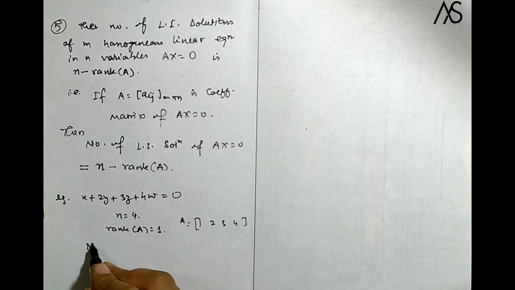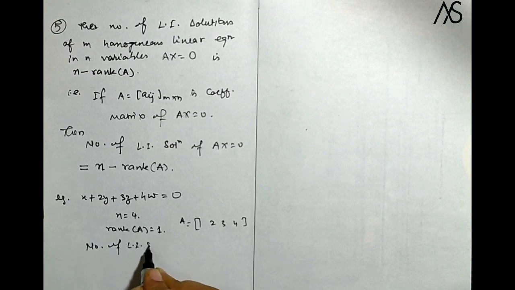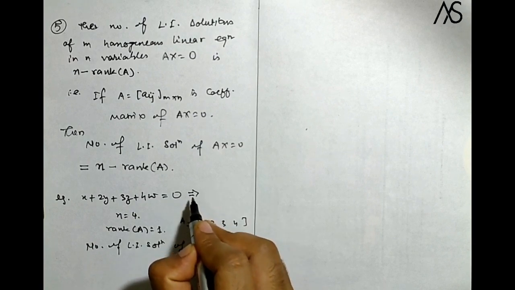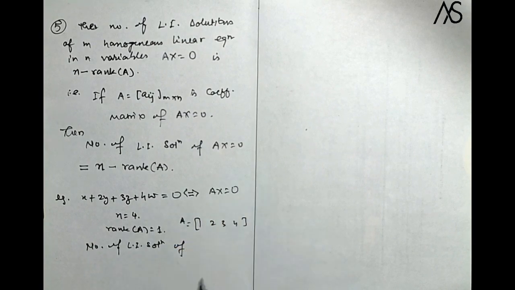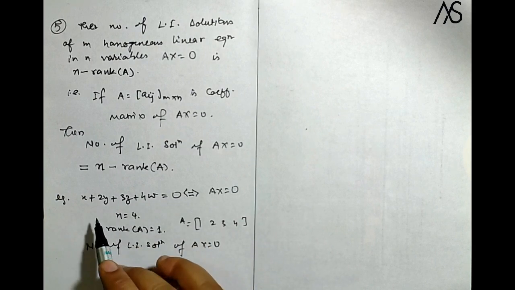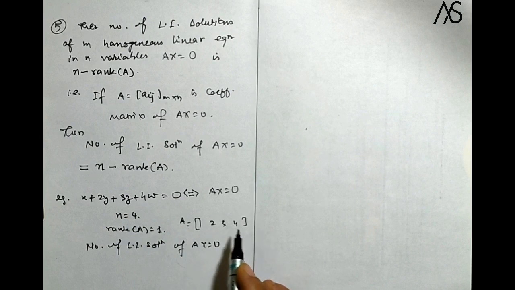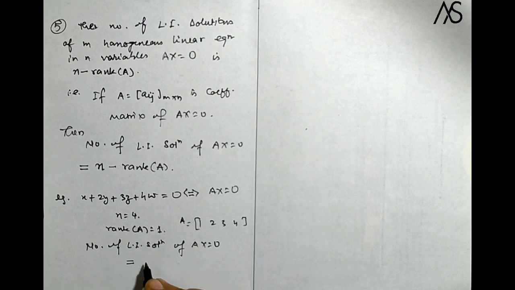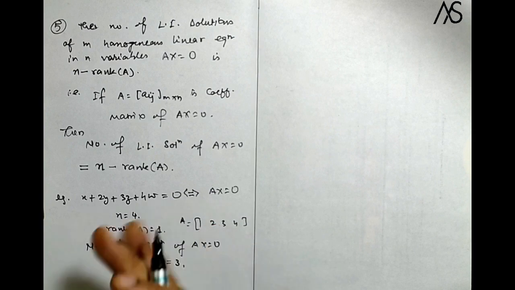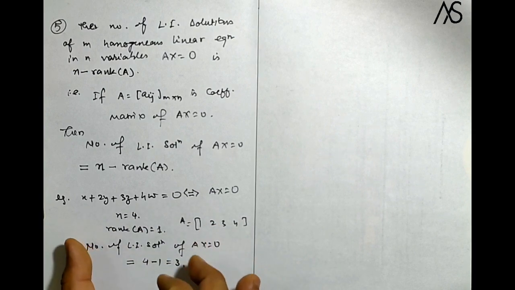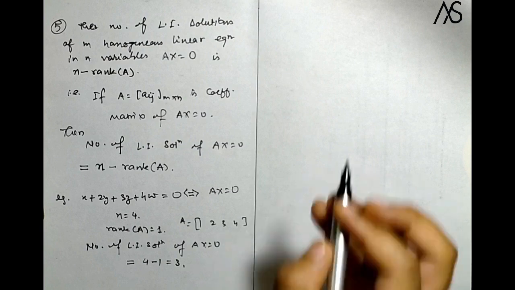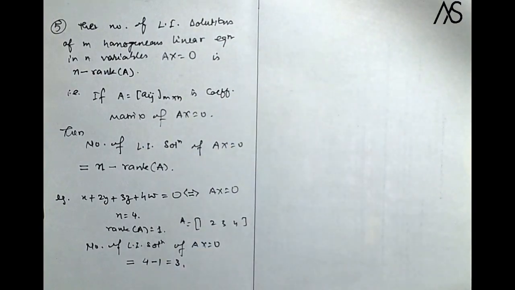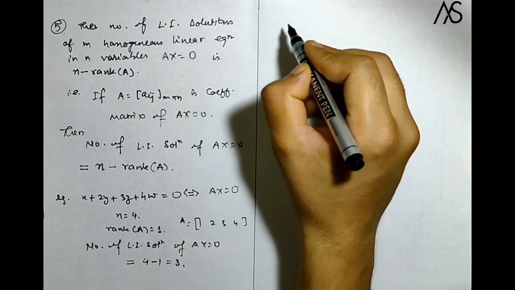So the number of LI solutions of this, जिसको हम लिख सकते हैं Ax equals to 0, where A is this and x equals to x, y, z, w column form में. So this is equal to 4 minus rank of A, which is 1, so 3. अब ये क्या क्या होंगे हम देख सकते हैं यहाँ पे. अगर मेरे पास ये फॉर्मूला नहीं होता, मैं ऐसे देखूंगा. We have 3 free variables.